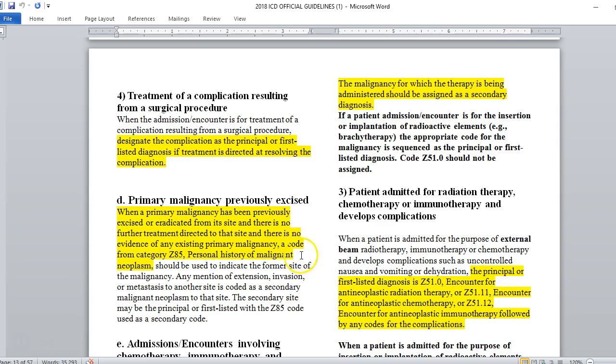But it goes on. Any mention of extension, invasion, or metastasis to another site is coded as a secondary malignant neoplasm to that site. The secondary site may be the principal or first listed, with a Z85 code used as a secondary code. So again, the primary cancer could be over and done with, but we could still be treating the secondary cancer, the metastasis. So again, we need to know what else is going on in the patient's body when we're coding, and this should all be documented in the record.